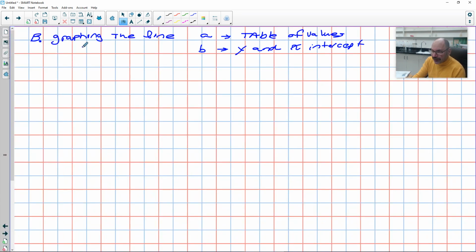Okay, so let's say our line is 2x minus 5y minus 20 equals 0. Okay, so the first way I'm going to show you is the x and y intercept. So find the x intercept.